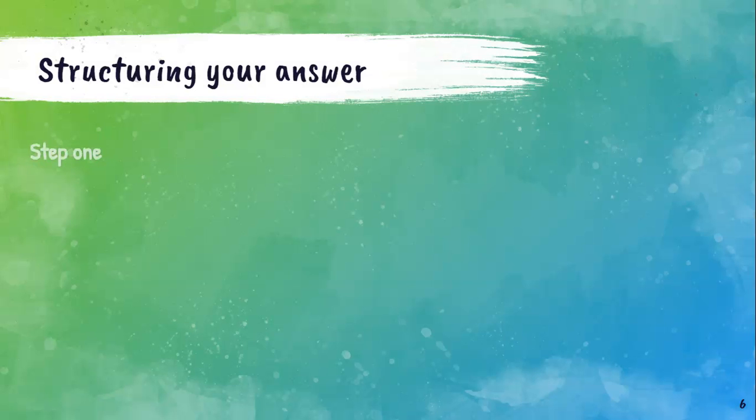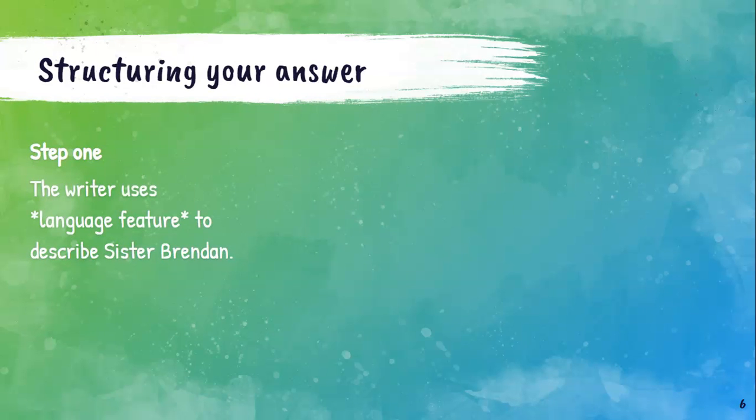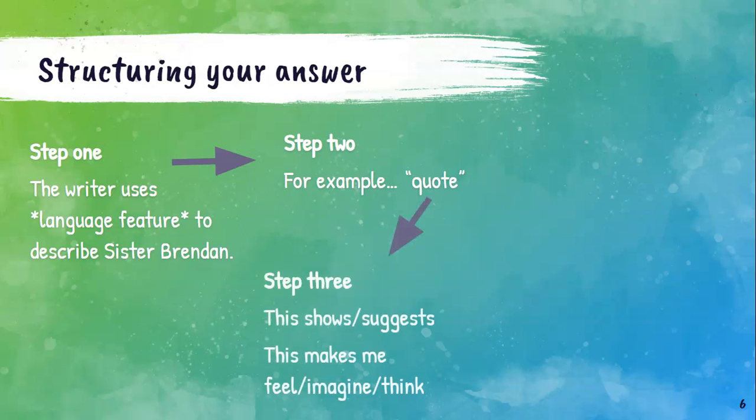So these are the stages. You could say it's PEE or PQE. Step 1, the writer uses this language feature to describe Sister Brendan. So we've looked for our quotes, we've found a language feature, that's the language feature being used. Step 2, we're going to put our quote in to show the example. And step 3, we're starting to analyse: this shows me, this suggests, this gives the impression, this makes me feel or think or imagine.